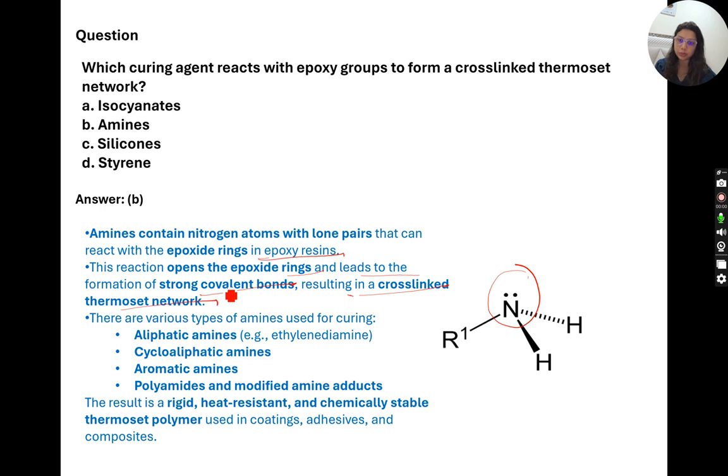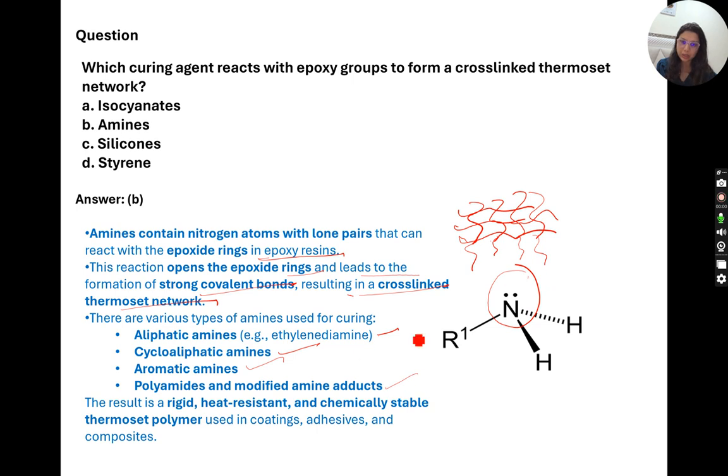a cross-linked thermoset network. If you look at the thermoset network, this kind of network forms in the thermoset, and because of these strong networks, they can have properties like chemical, mechanical, and thermal resistance. And if you look at which kind of amines can be used: aliphatic amines, cycloaliphatic amines, aromatic amines, and polyamides and modified amines.